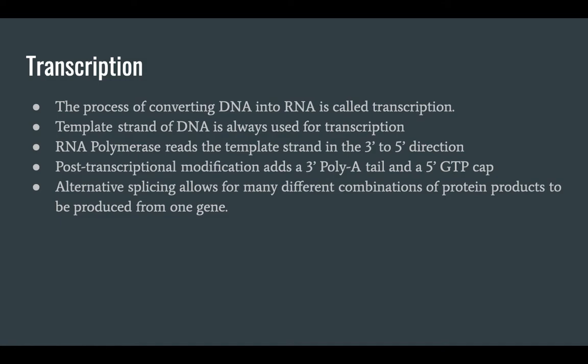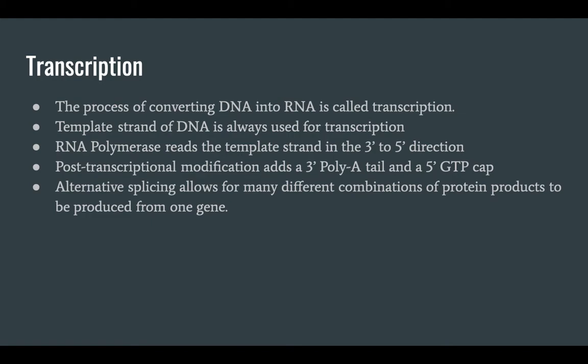RNA polymerase, as DNA polymerase does, reads the template strand in the 3' to 5' direction. Thus, it synthesizes the RNA molecule in a 5' to 3' direction. Also important to note, after transcription, post-transcriptional modification takes place, in the form of a 5' GTP cap, which is just a string of guanine nucleotides, and at the 3' end, a poly-A tail, or adenine nucleotides added to the 3' end. This basically protects the RNA from being degraded by enzymes in the cell, and also helps with ribosomal binding to initiate translation, which we'll get to in a little bit.